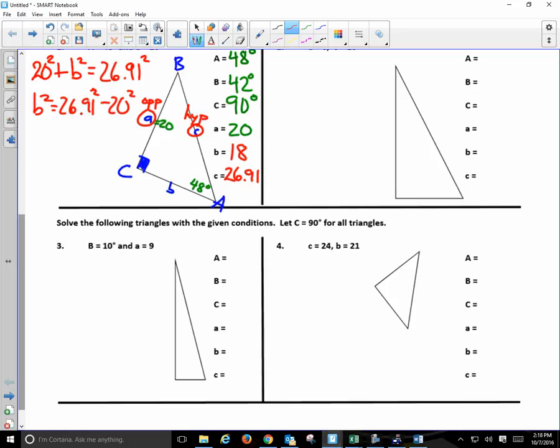I'm going to give you 5 minutes. I want you to try number 3. I'm going to post the answer key. I'm going to come around and help. And then we're going to do a couple from the right-hand side.